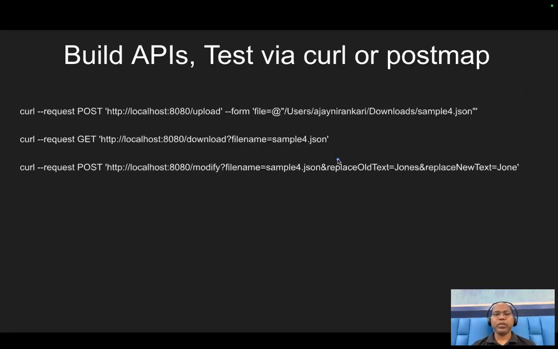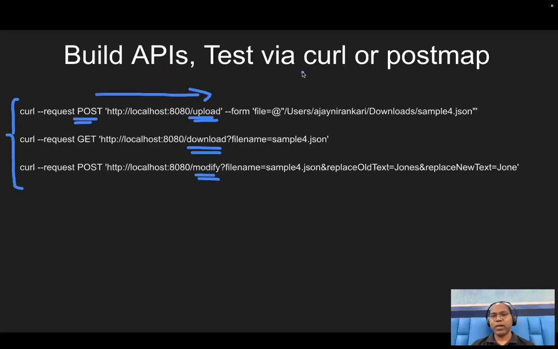Okay, so the objective is that we are going to build these three APIs. One API could be a POST, which allows the customer to upload any file to the server, and the file may go to your local repository or similar. And the second API, we can download the file, and the third, you can even modify the file. These three APIs we are going to build.